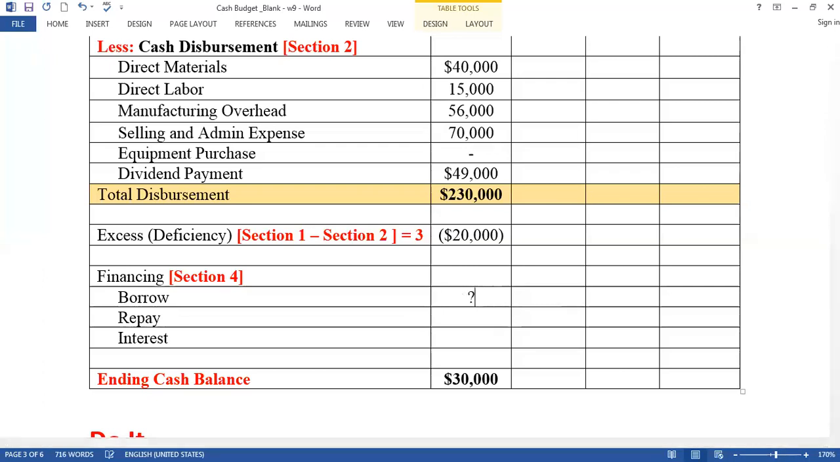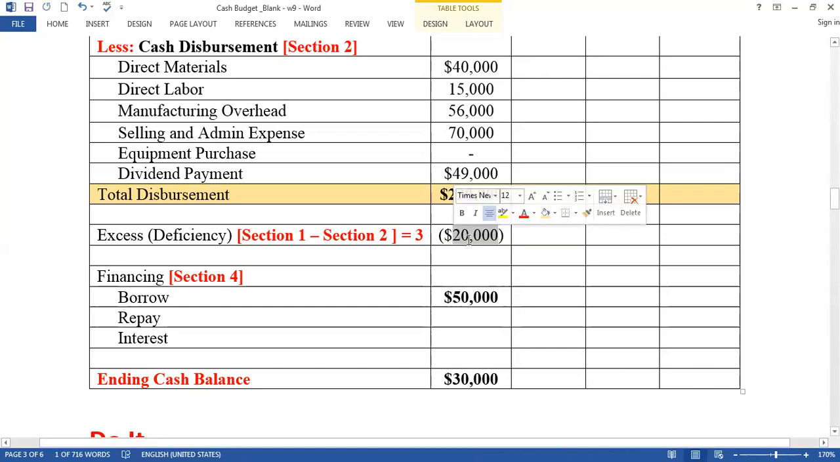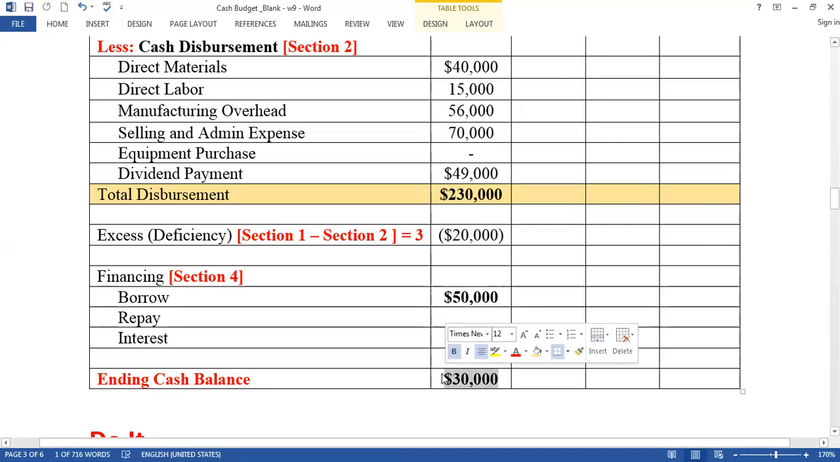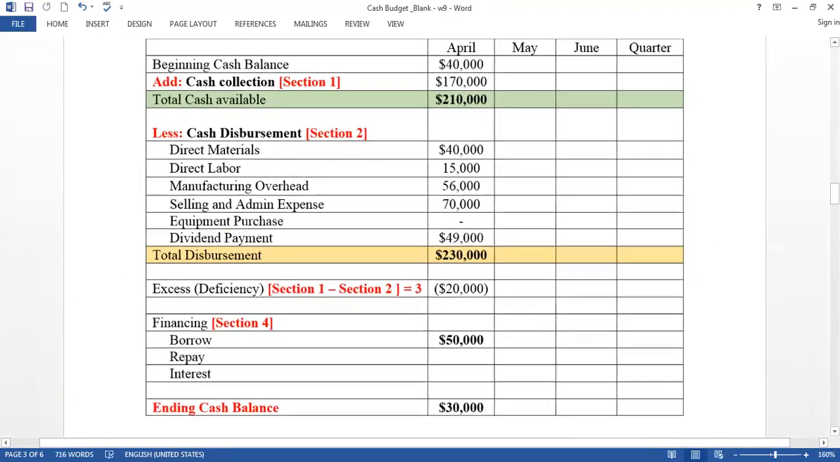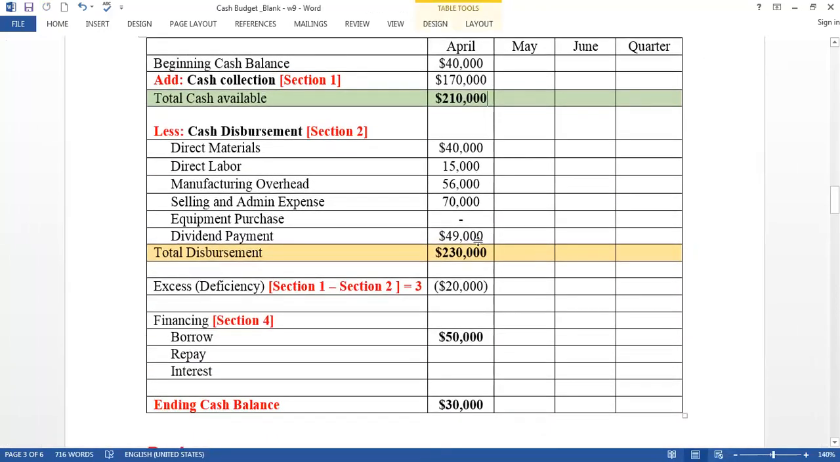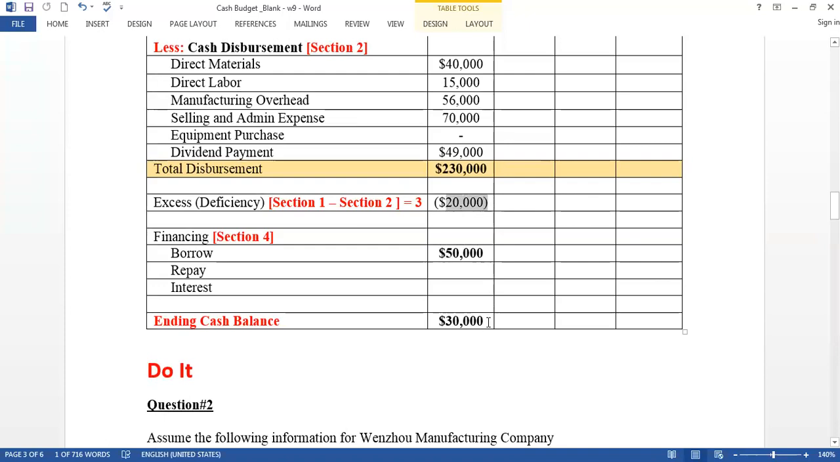So if we can borrow $50,000, look here. If we have this $50,000 borrowing, then we can pay $20,000 easily to other people, right? Because this $20,000 we are liable to pay other people. So after paying this $20,000, because this is my cash deficiency, I have $30,000 in my hand. So the month of April is done. This is cash collection, this is cash payment. We have a deficiency, and if we borrow $50,000, after paying 20, we have 30 remaining.